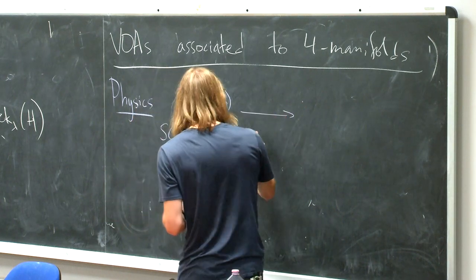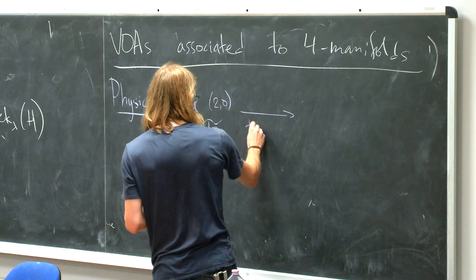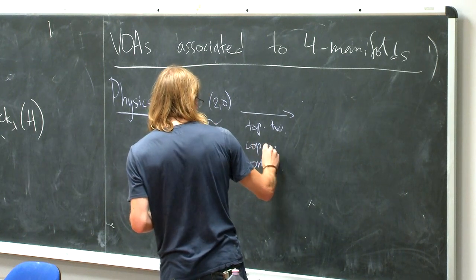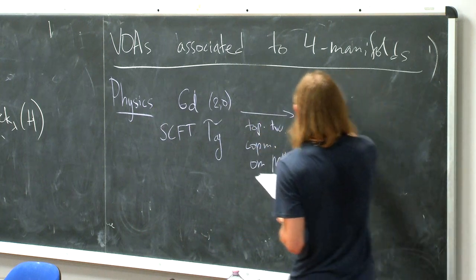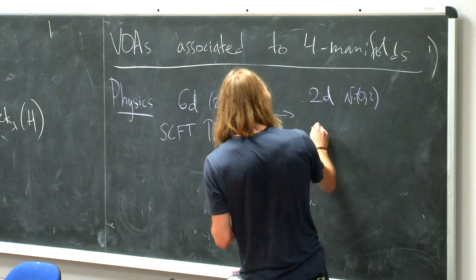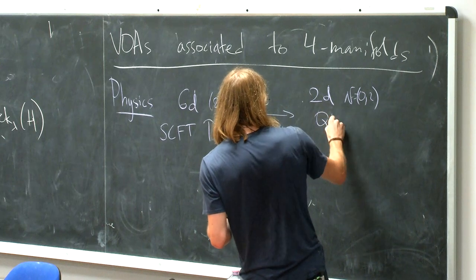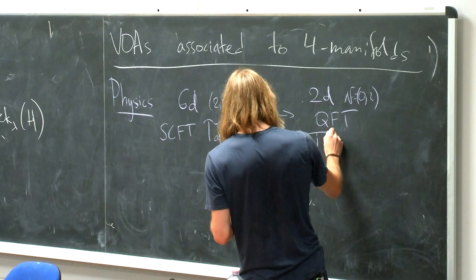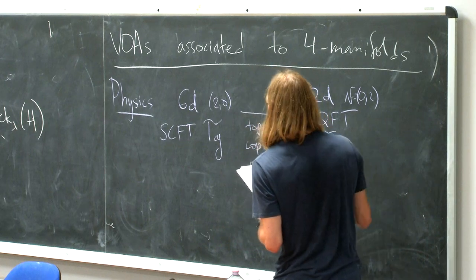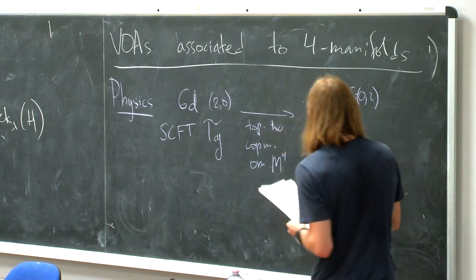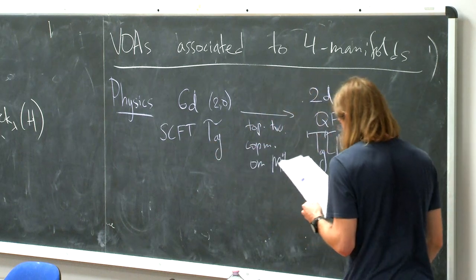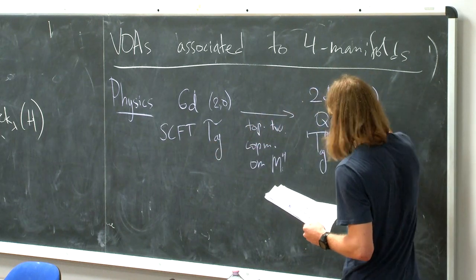Then this is some six-dimensional theory, and I consider a topologically twisted compactification on a four manifold M4, and this produces some two-dimensional 0,2 quantum field theory T. It's usually denoted T_G of M4. So it will depend on the four manifold and the choice of my Lie algebra G. This contains too much information.